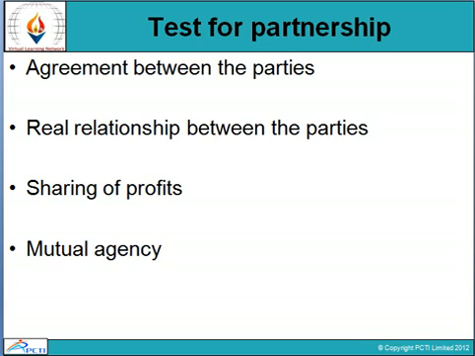Test of partnership. According to the Partnership Act, the liability of partners is joint and several. It means that the creditors of the firm can realize their dues from any partner of the firm. It is quite possible that a person, in order to escape his liability, may deny the fact of his being a partner in the firm. In such a situation, it becomes necessary for the creditors to prove that the person concerned is a partner in the firm.